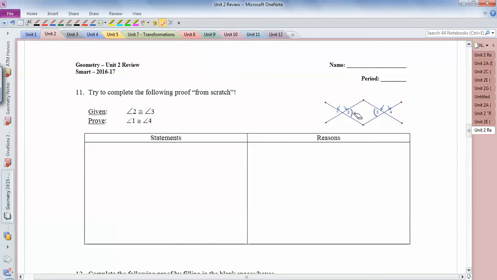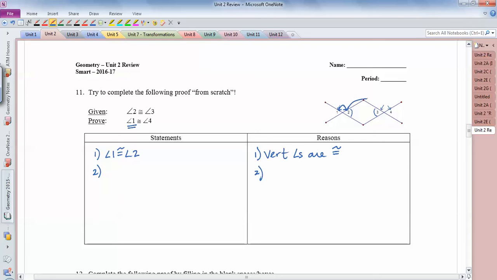So I'm not going to actually list the given first, and maybe you'll see why here. I'm going to start with 1 is congruent to 2. So I'm starting with this angle and linking it to the 2, right? That's because vertical angles are congruent. Which, by the way, in our reasons list is number, I think, 11 or 10.